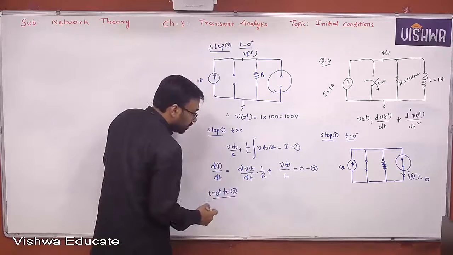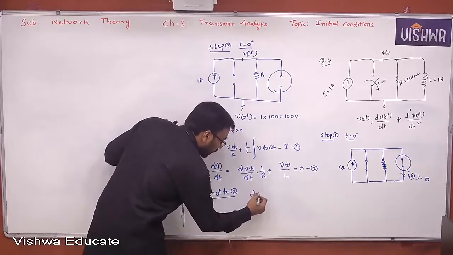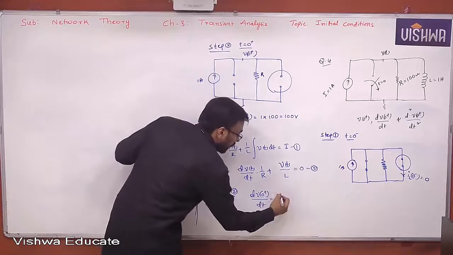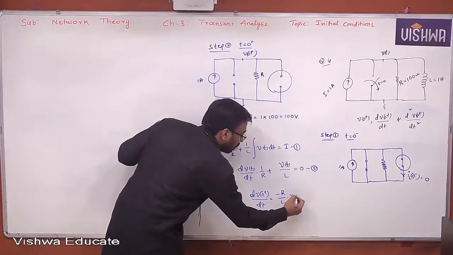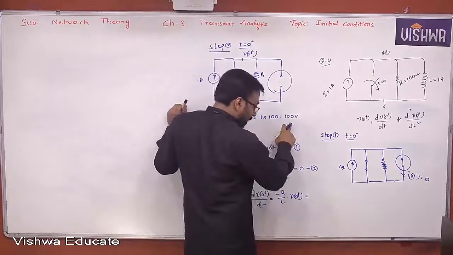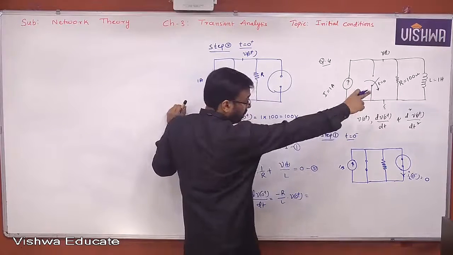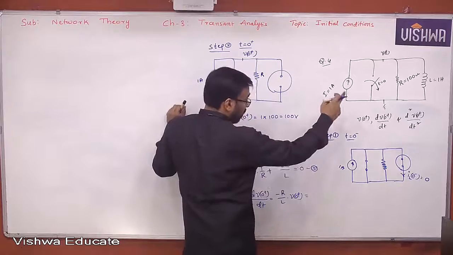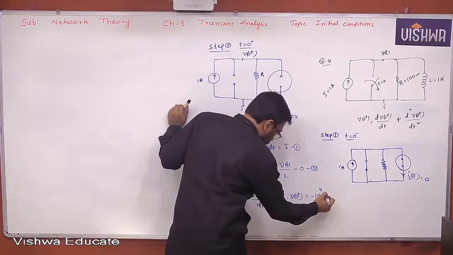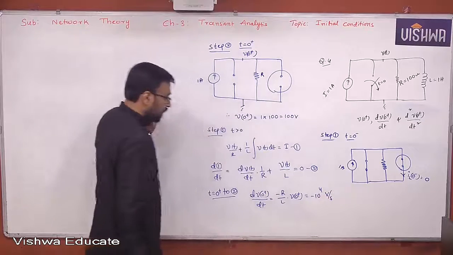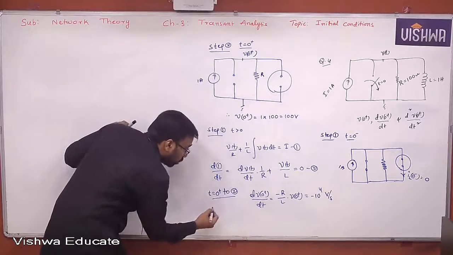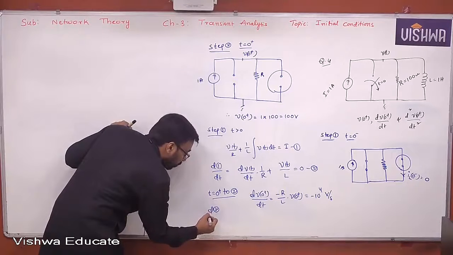Apply t equal to 0 plus conditions to equation 2. So what will you get? dV of 0 plus by dt is nothing but minus R by L into V of 0 plus. So what is the value you get here? V of 0 plus is already 100. L is 1 Henry and R is 100. 100 into 100, so minus 10 power 4 volts per second. Yes or no?